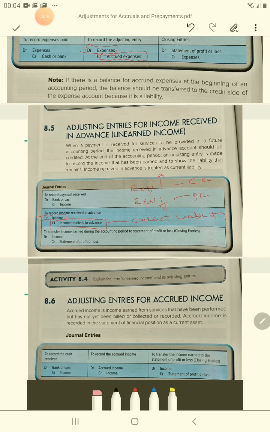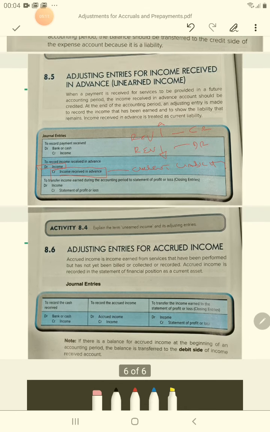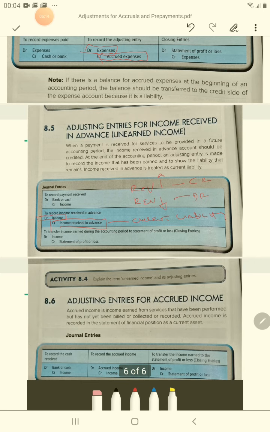Next will be adjusting entries for accrued income. Accrued income is income not yet received for that particular accounting period. Therefore, accrued income is a current asset. Debit accrued income, credit income. We should record that income although we still did not receive it, because we should receive it by right. Therefore, we record it as debit accrued income, a current asset, and credit income.